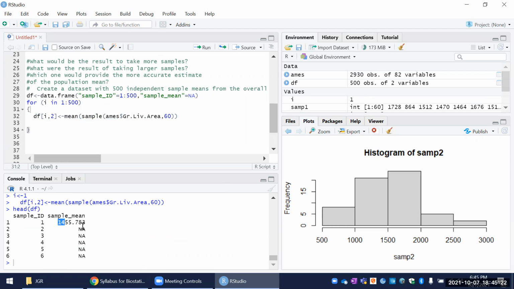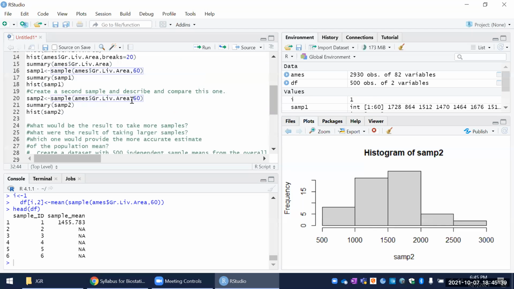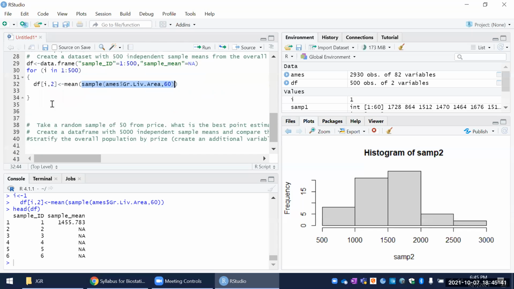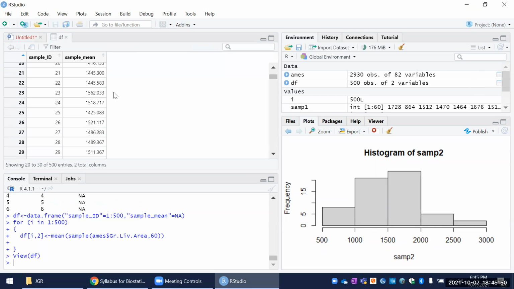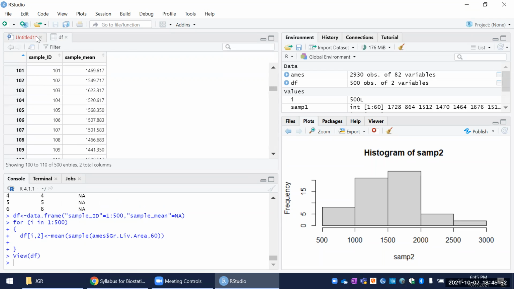Is it clear what I did here? So we have basically df. It goes in the first row, goes in the second column. It creates a mean of whatever comes after that. And this is consistent with that same formula that we did here. So this will create now a data frame containing 500 sample means. And when you look at this, these are our 500 sample means.